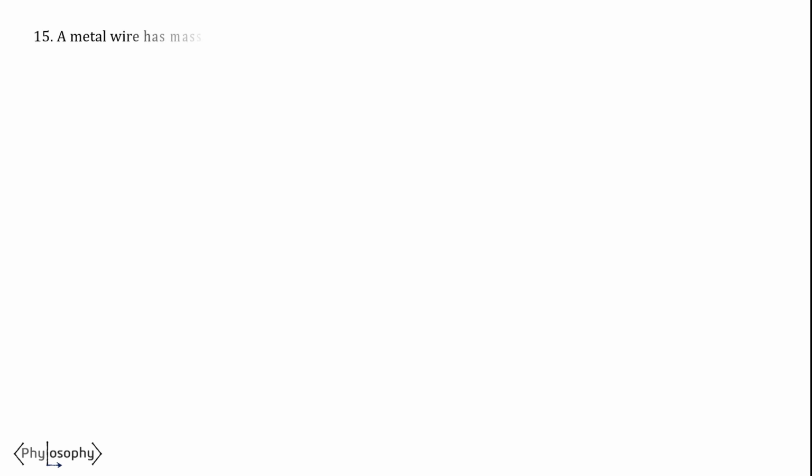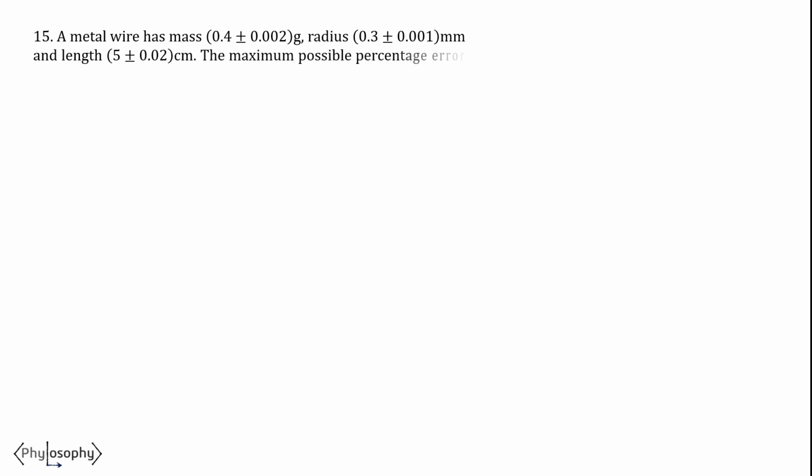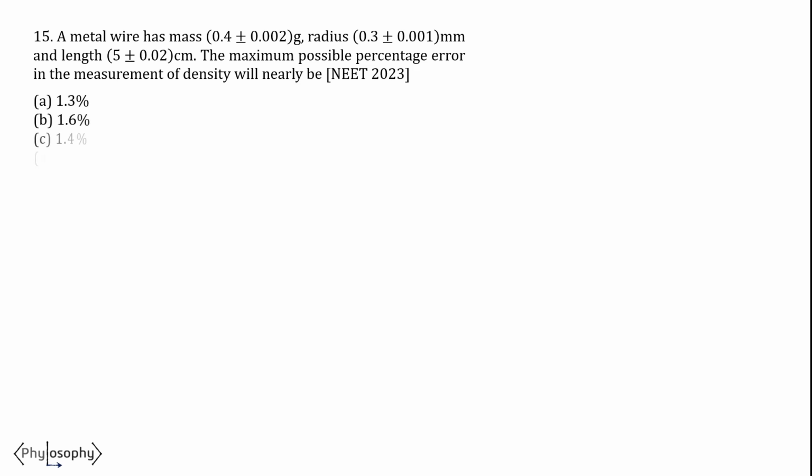Our next problem is a metal wire has mass 0.4 plus minus 0.002 gram, radius 0.3 plus minus 0.001 millimeter, and length 5 plus minus 0.02 centimeter. The maximum possible percentage error in the measurement of density will nearly be, and these are the four options given.